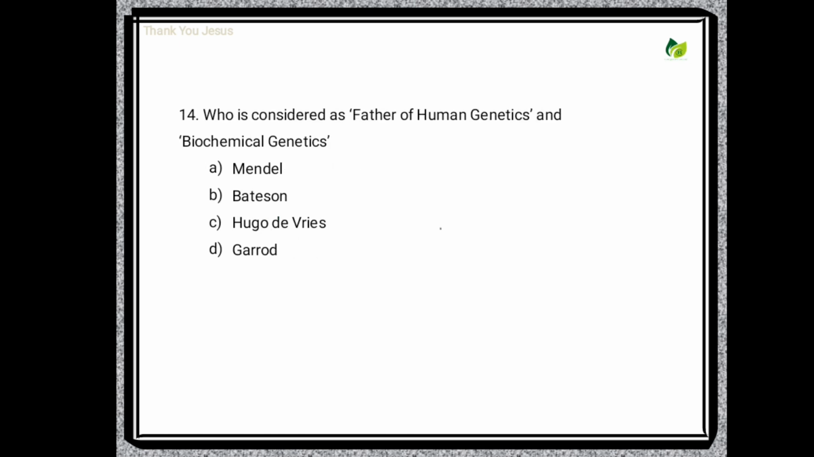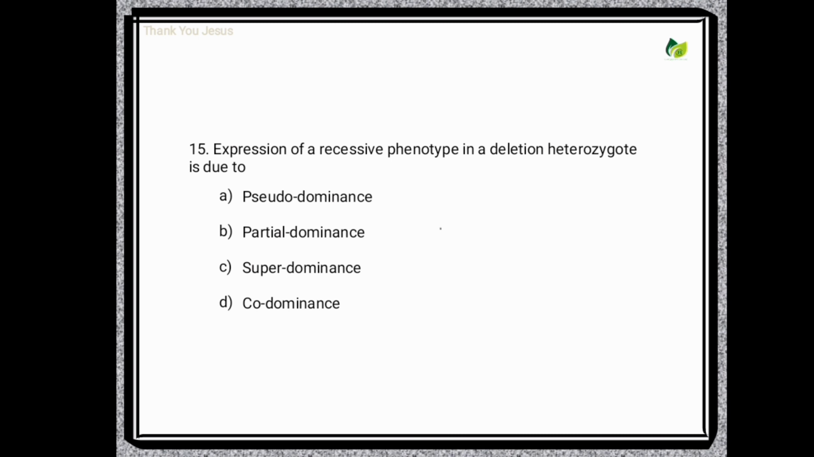Who is considered as father of human genetics and biochemical genetics? Options are Mendel, Bateson, Hugo de Vries, Garrod. Okay, so Garrod is considered as father of human genetics. He discovered the first human metabolic genetic disorder, alkaptonuria. So that is black urine disease. Okay, so let's see the next question.